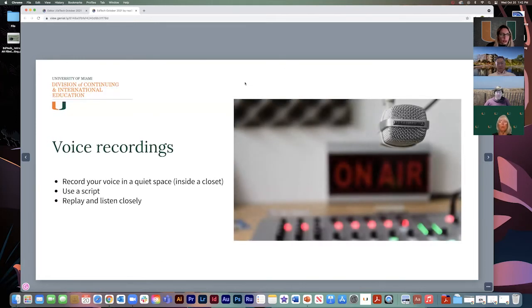Going through voice recordings, I have just a few suggestions on what you should do. Always record in a quiet space. An example, which is not necessarily ideal for people, is inside of a closet because it is very quiet. There's not usually sound inside of there.